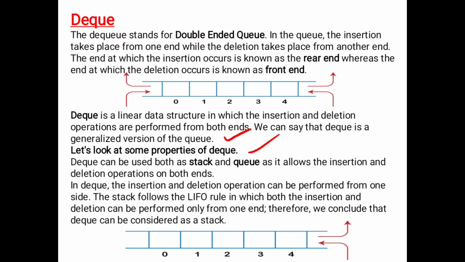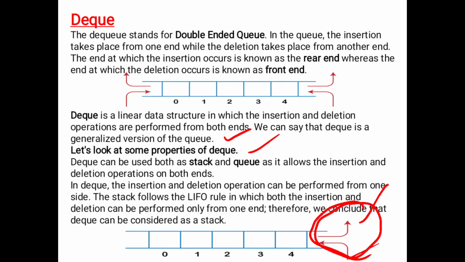So the first property: the deque represents the stack properties. Why? Listen to the diagram. Here both arrow marks, this one is deletion and this one is insertion. Where we insert or remove data in a stack is always the top of the stack. So both cases are available from one end. This explains the stack concept, because insertion and deletion are always at the top of the stack. So the first property of the deque is similar to a stack.